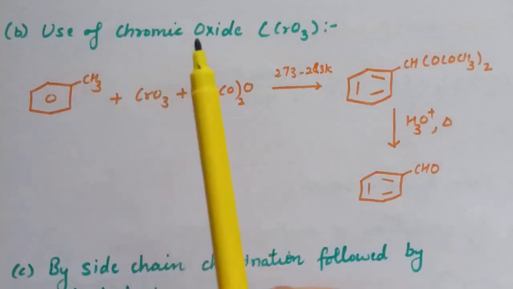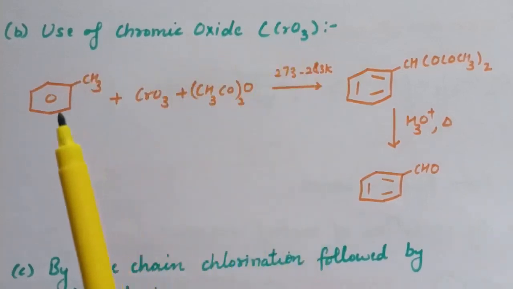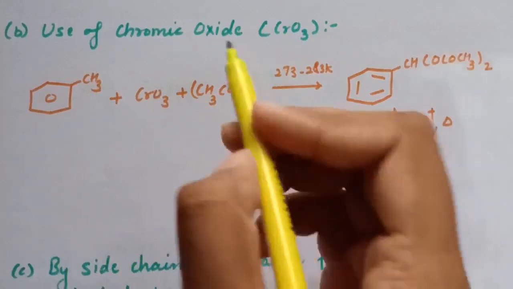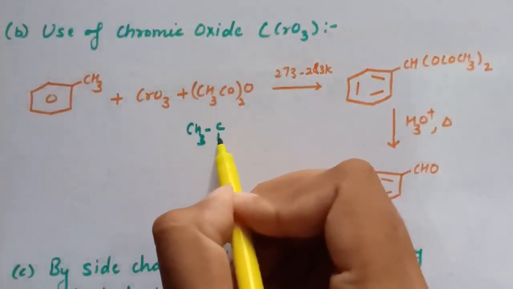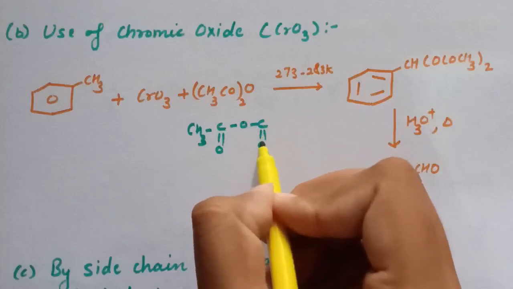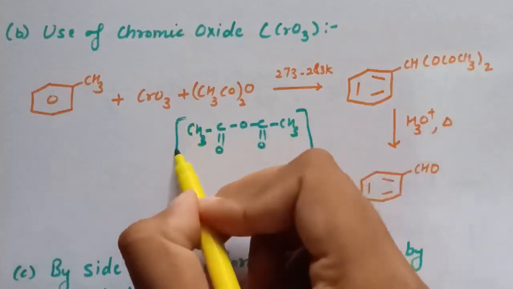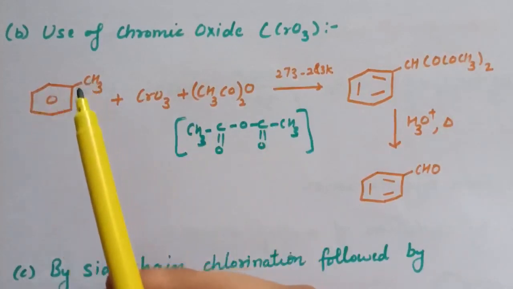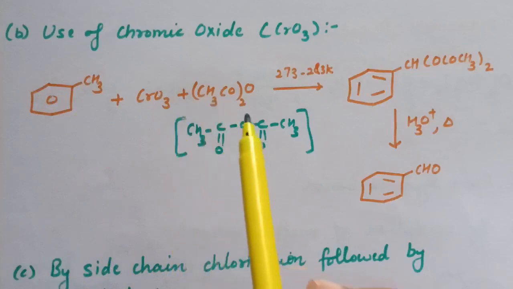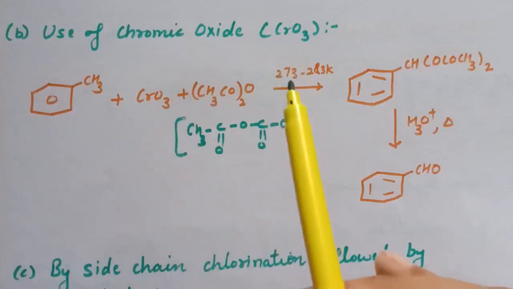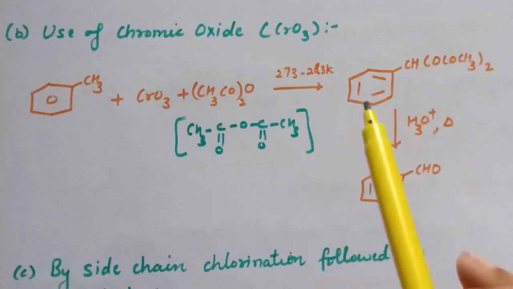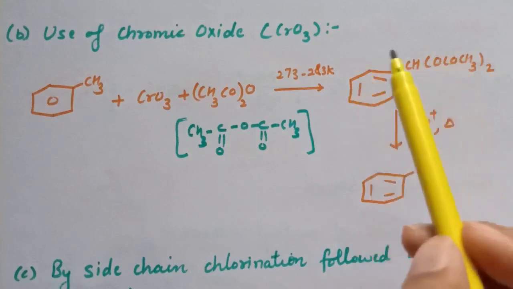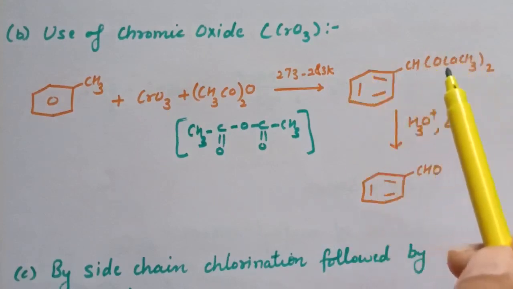Second is the use of chromic oxide, that is CrO3. When methyl benzene is treated with CrO3 in the presence of acetic anhydride, this is the formula of acetic anhydride, CH3C=O, O, C=O CH3. This is the formula of an acid anhydride, that is acetic anhydride. So when methyl benzene is treated with CrO3 in the presence of acetic anhydride at 273 to 283 Kelvin, this complex is formed, that is benzylidene diacetate, and the hydrolysis of this complex converts this group to CHO.